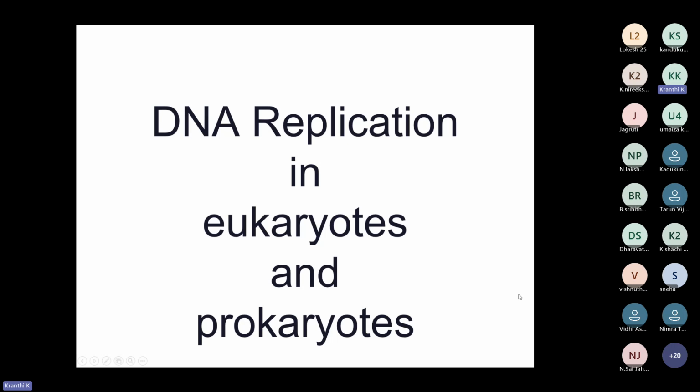DNA replication is almost similar in eukaryotes and prokaryotes, but a slight difference is there between the enzymes, and also in the use of some proteins. I will tell the differences also, because usually prokaryotic DNA is round, and eukaryotic DNA is not round, it is linear. So there is some difference. We'll see the difference later.